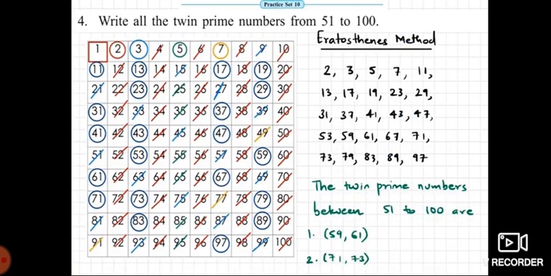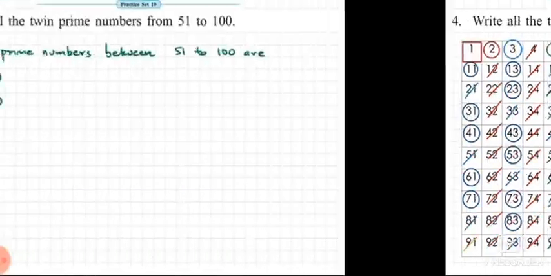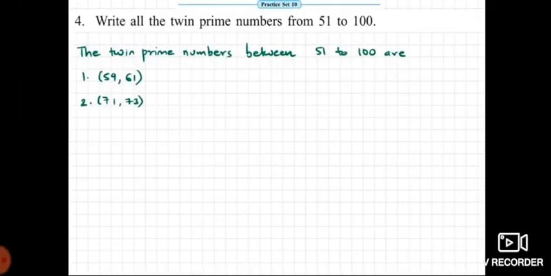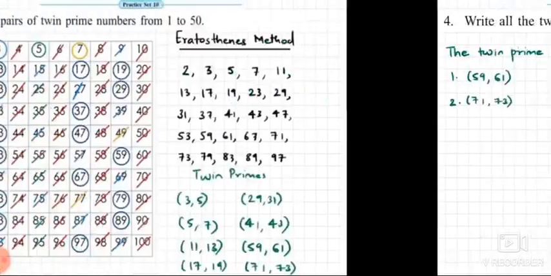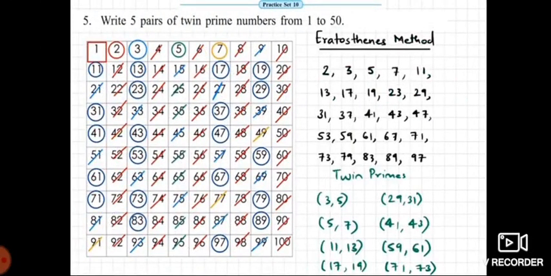So what will be the answer? The twin prime numbers between 51 to 100 are 59 and 61, and 71 and 73. Got the answer? Now let's move on to the fifth question. Write 5 pairs of twin prime numbers from 1 to 50. So you want from 1 to 50. Just now we have found all the pairs. Yes or no? From 1 to 100, these are the 6 pairs.